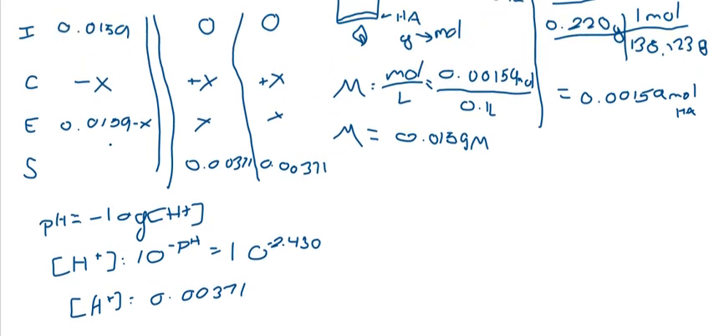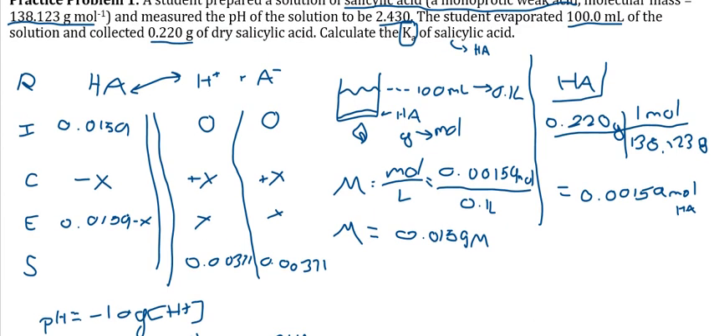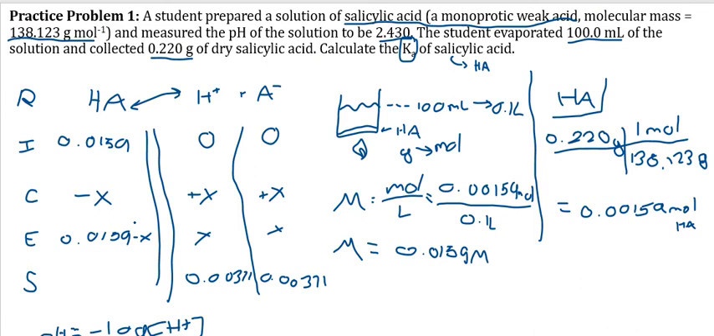Great, so I'm going to plug that in to my RICE table. Now, we have been ignoring this minus x for a while. However, in this case, we already calculated x. It's not really that much of an inconvenience to just calculate the actual equilibrium concentration. So we're actually going to factor in our minus x. And part of that reason is because in this case, x is not exactly negligible.